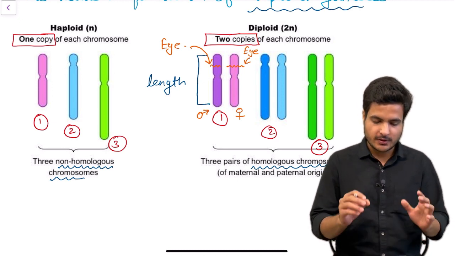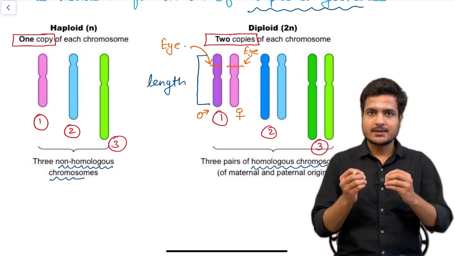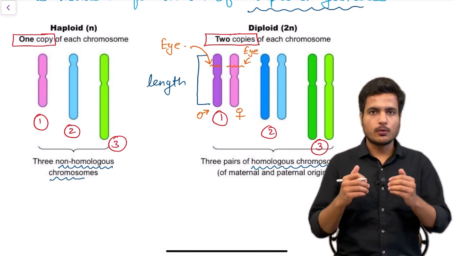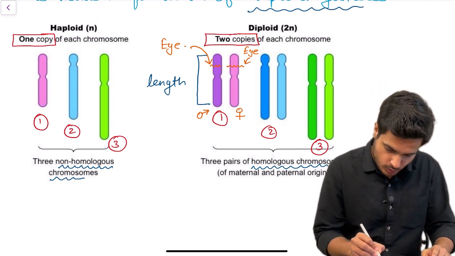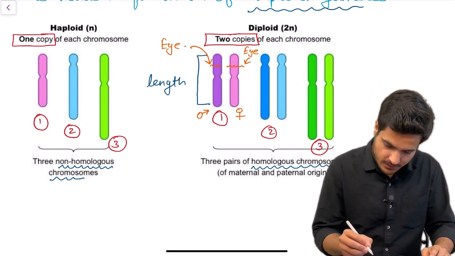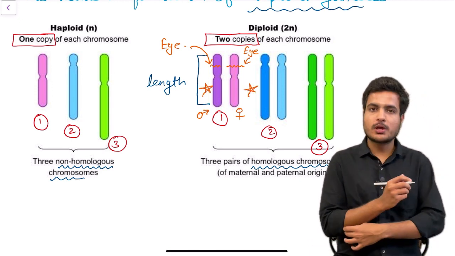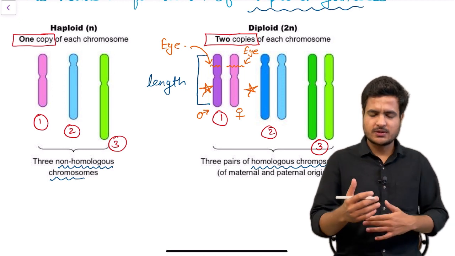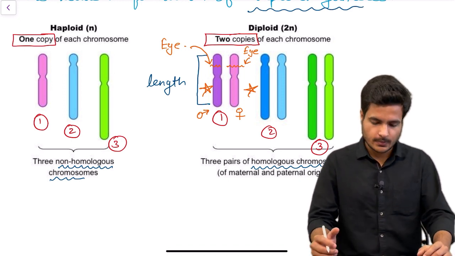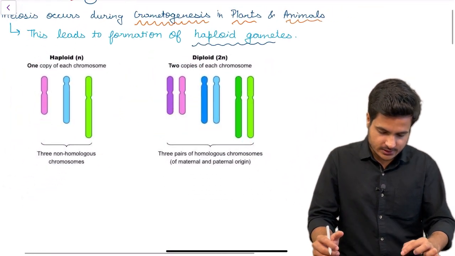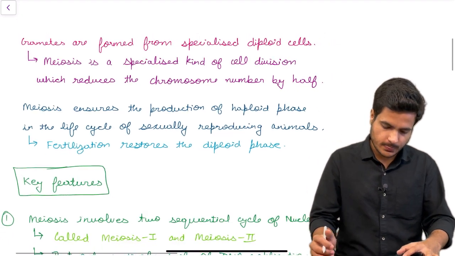So at this point we are clear with 2 terms. One is haploid and diploid, and the other is non-homologous and homologous chromosomes. So we can say that this purple colored chromosome is non-homologous to the blue colored chromosome, just because it has a different size and also the genetic composition of that chromosome is different. Now let's start the discussion of how gametes are formed.